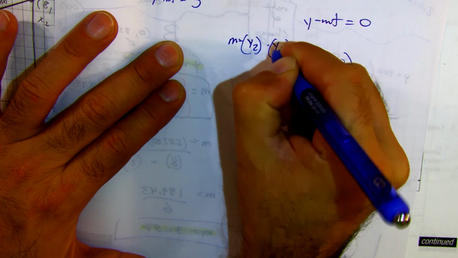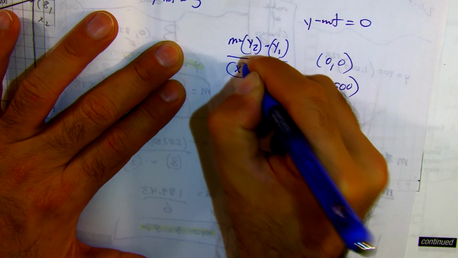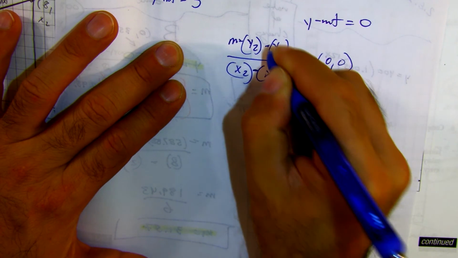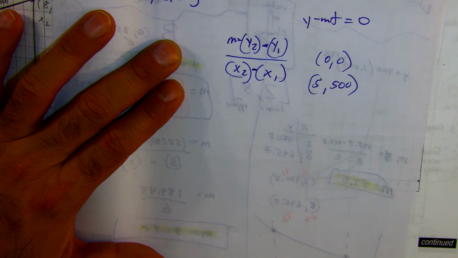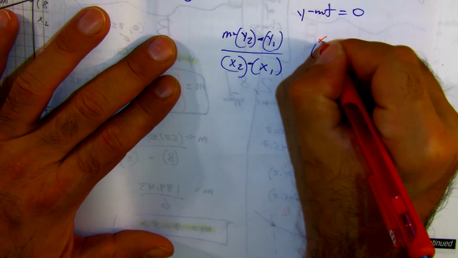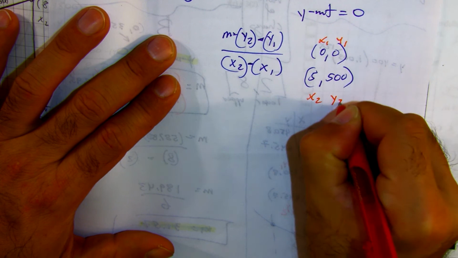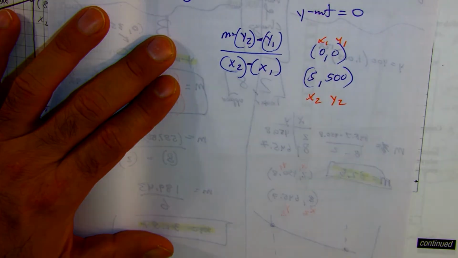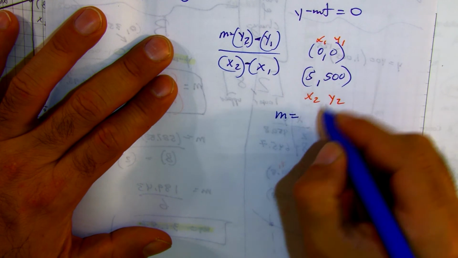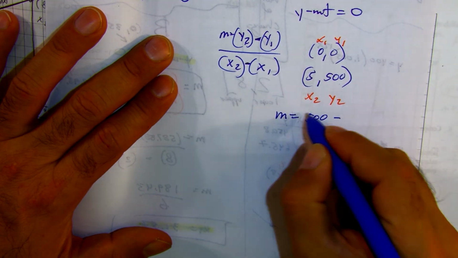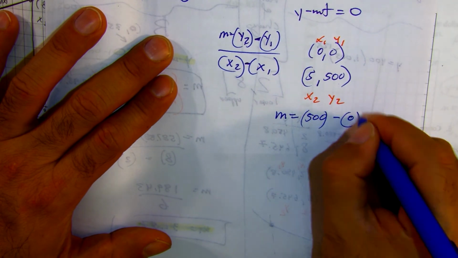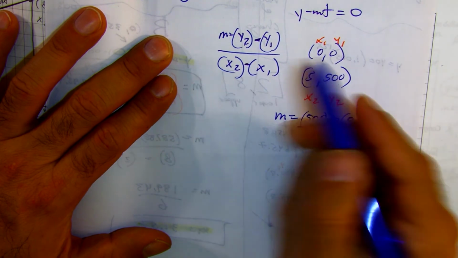We're going to go with this equation for both of them: y2 minus y1 over x2 minus x1. They're both minus. Okay, so let's go ahead and plug them in. x1, y1, x2, y2. All right, so my slope here is going to be y sub 2, 500, minus y sub 1.